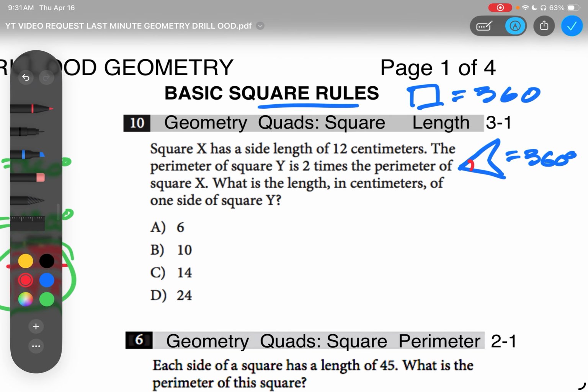Why? Because where are the angles? We got this angle, that angle, this angle. Don't forget this big fat angle right there. All right, here we go into the question.